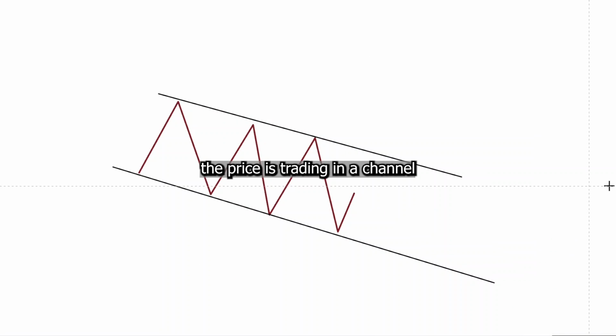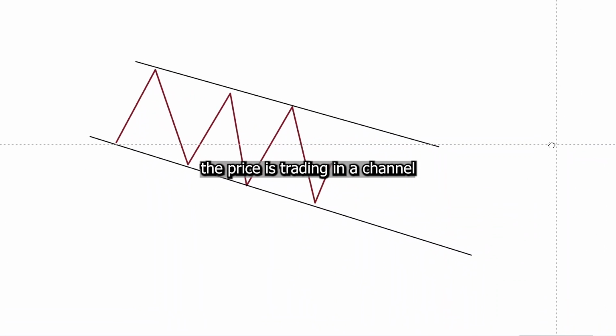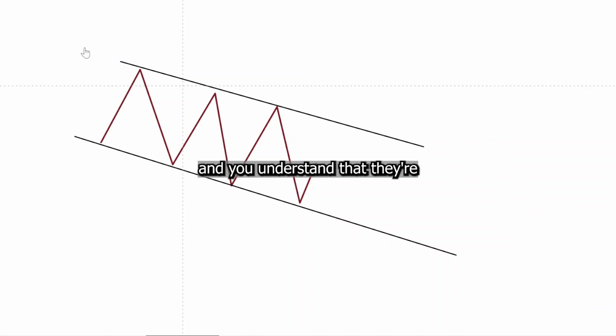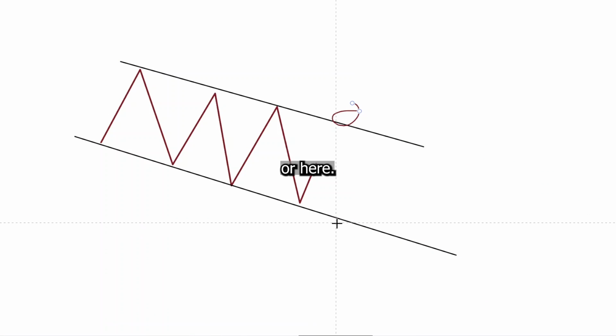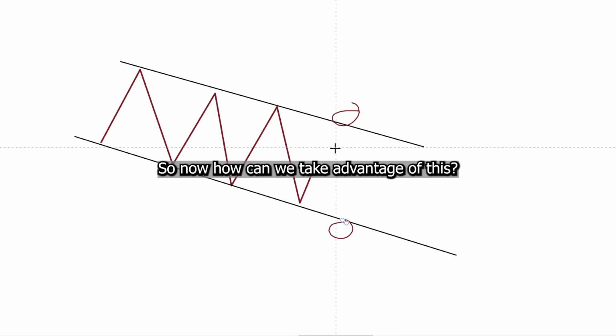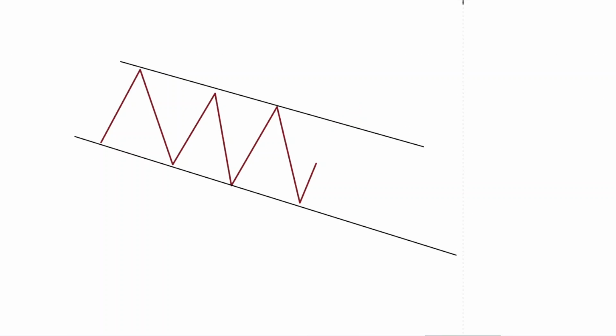Since they know the price is trading in a channel, and you understand that they're waiting for a breakout either here or here, how can we take advantage of this? What we can do is wait for price to break out and come back inside of the range. Once that happens, you have a diagonal purge, where this would be your purge, your liquidity sweep.